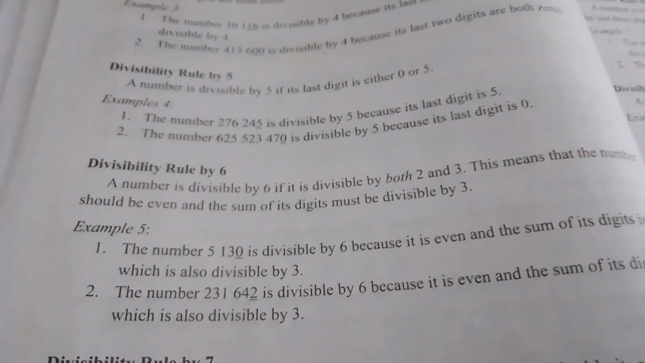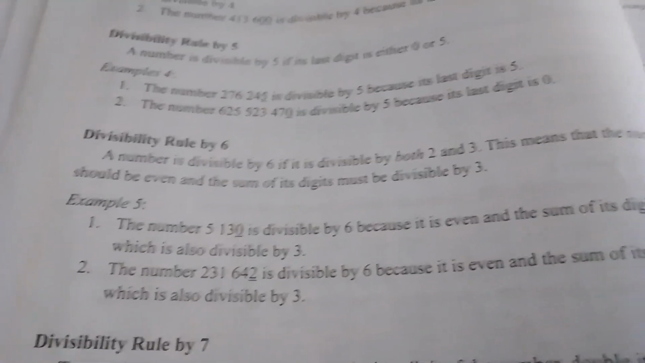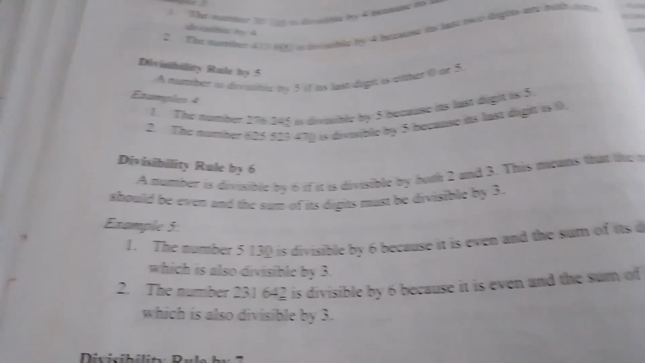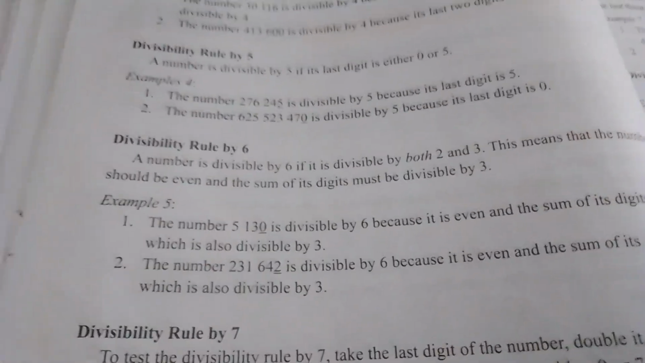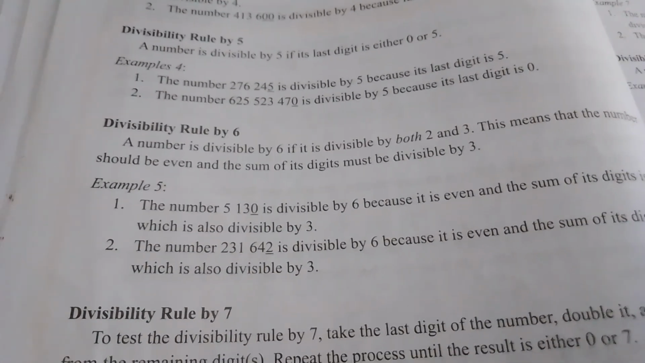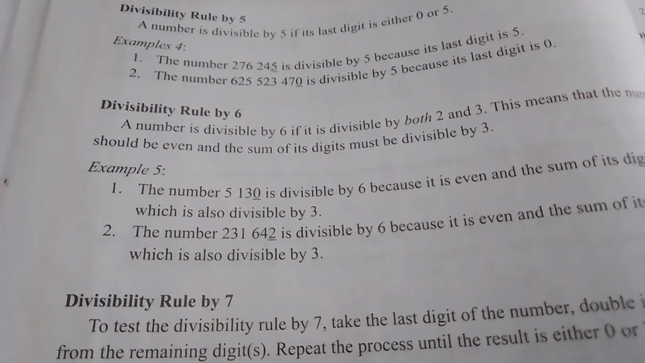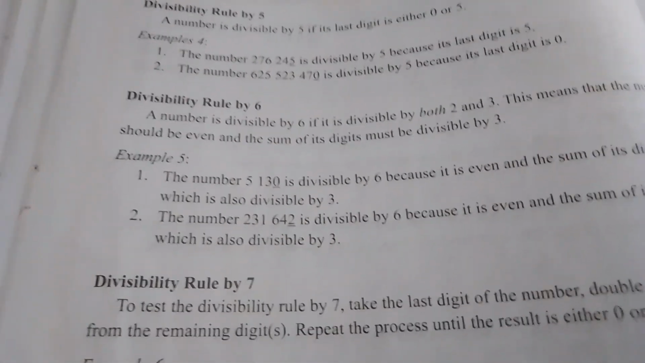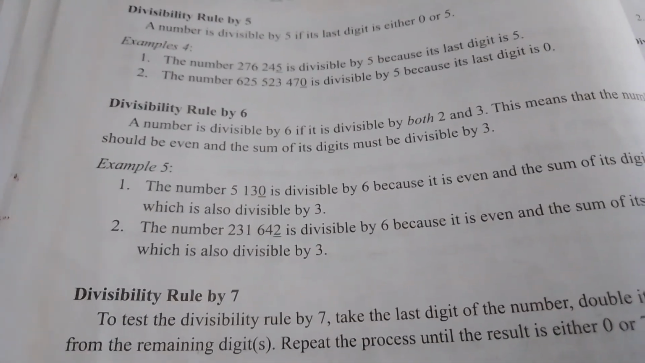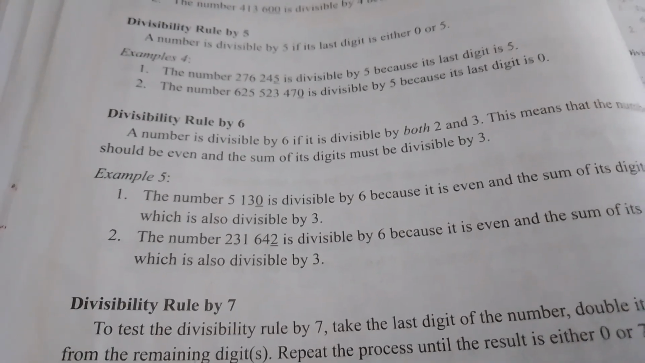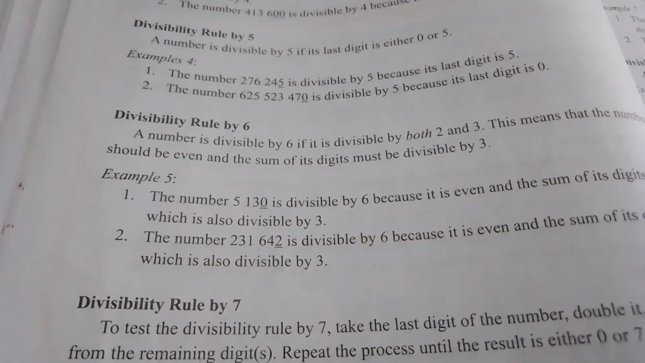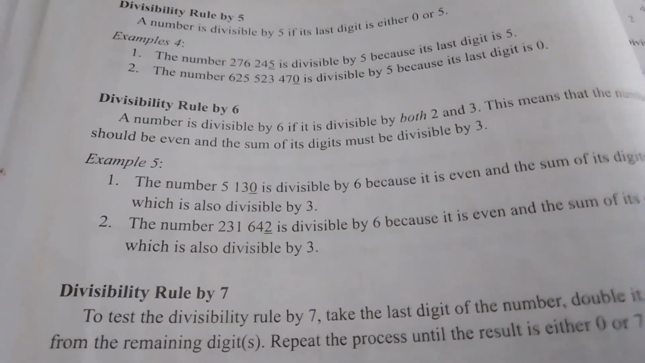Divisibility rule by 5. A number is divisible by 5 if its last digit is either 0 or 5. Let's try an example. The number 276,245 is divisible by 5 because its last digit is 5. Next is the number 625,523,470, which is divisible by 5 because its last digit is 0.